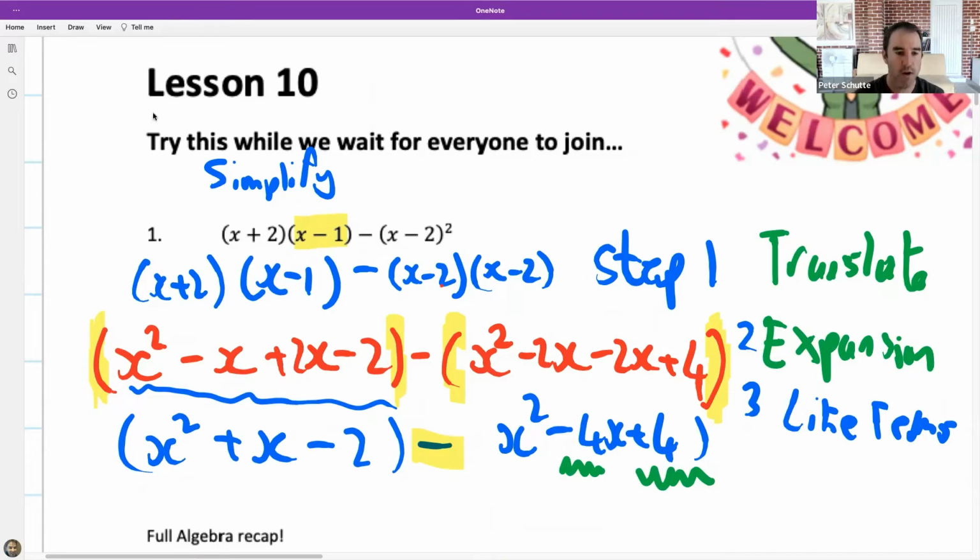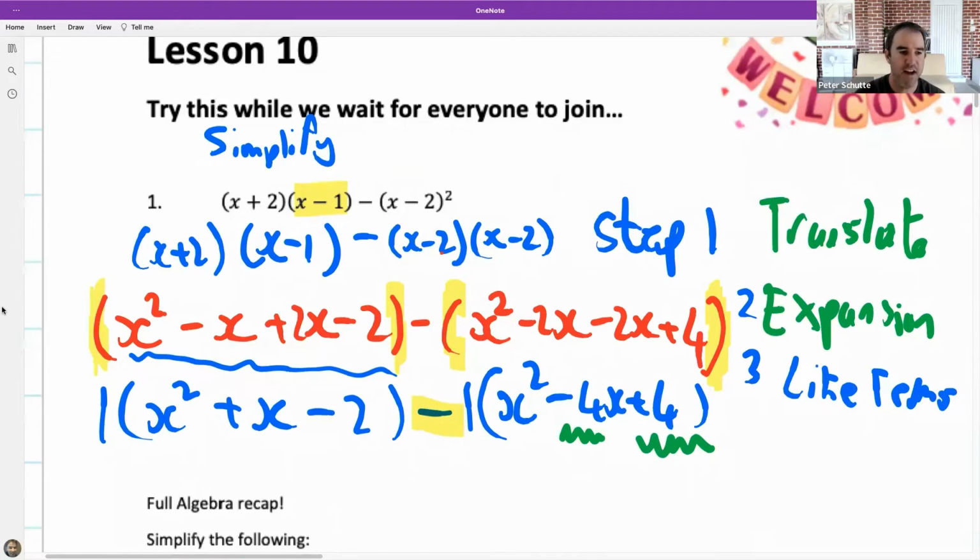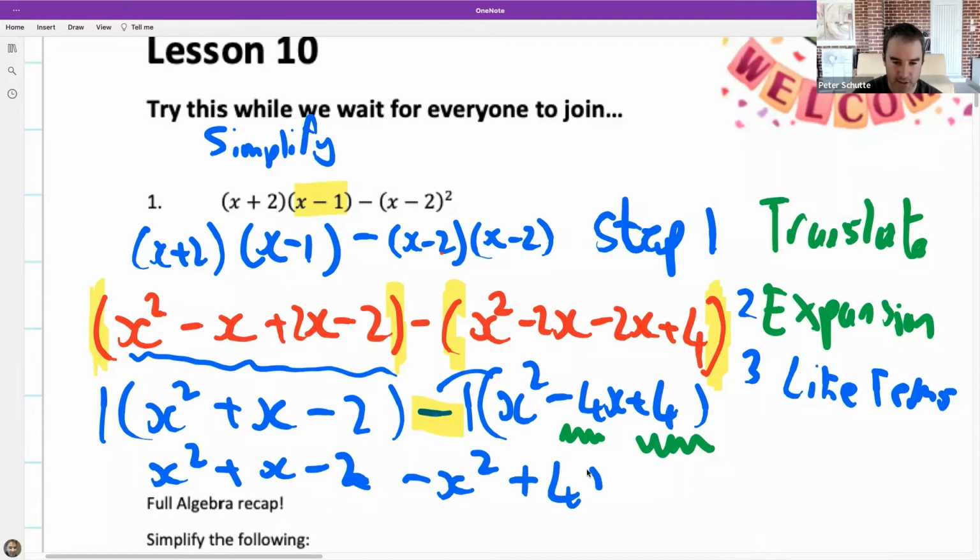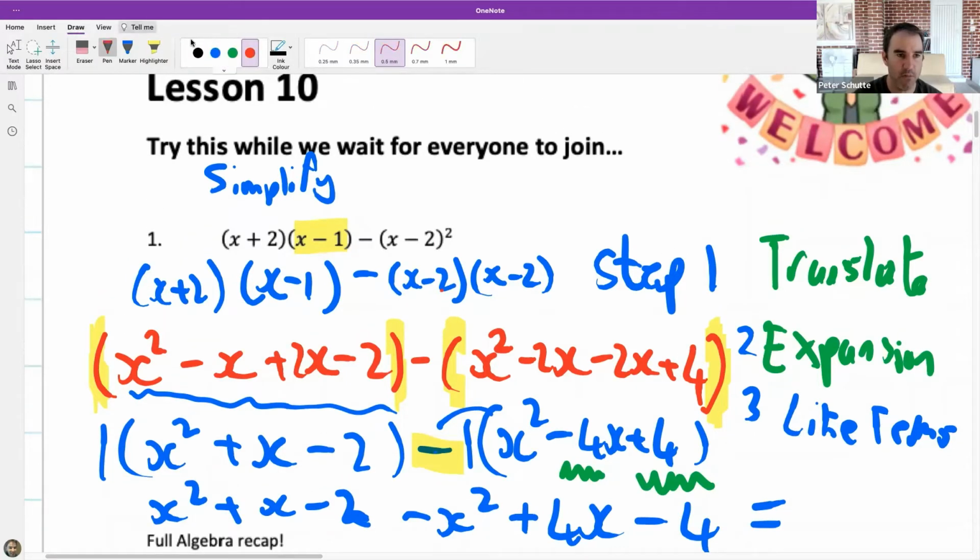Now, sometimes what I like to say to students is there's actually a phantom one sitting in front of the brackets here, in front of both of them. Because if you multiply anything by one, it doesn't change the value. And so when I'm finishing this off, if I imagine a one in front of the first bracket, I just write x squared plus x minus two, not very exciting. But the second bracket, I have to apply the minus one to the x squared, which gives me minus x squared. Then minus one to the minus 4x, like Tando was saying, so that's plus 4x. And then minus one applied to the four is minus four. And so now I'm going to look for, again, like terms.